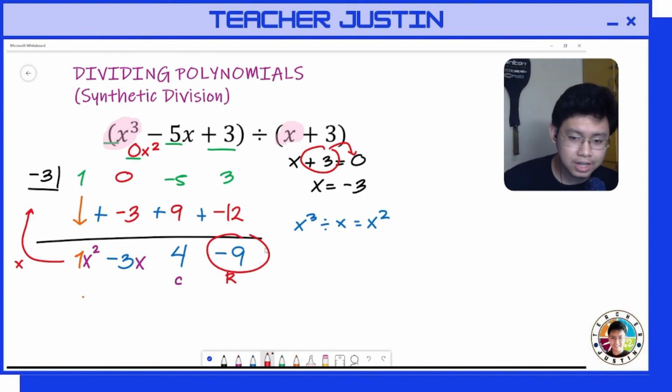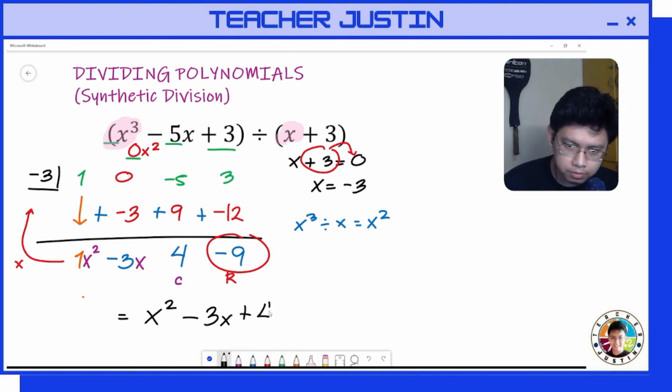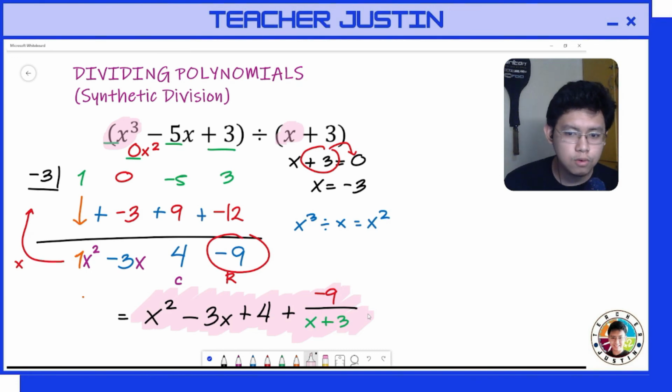Now, let's write our final answer. To write our final answer, we will just copy x squared minus 3x, then positive 4. Then let's add our remainder. So plus our remainder, which is negative 9. And let's place our divisor, so over our divisor, which is x plus 3. And that will be our final answer. So x squared minus 3x plus 4 plus negative 9 over x plus 3. And that is our quotient. Ta-da! Alright. And that is it.